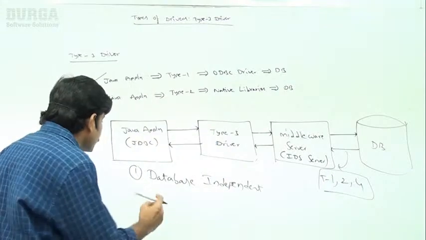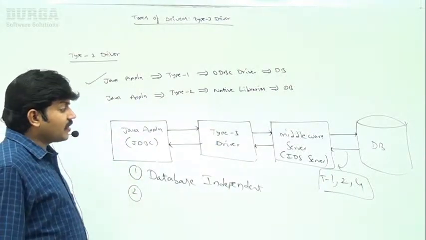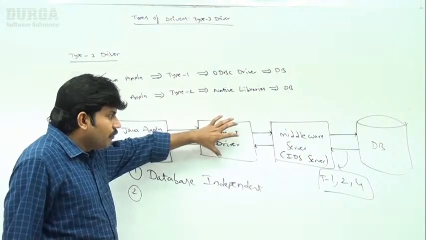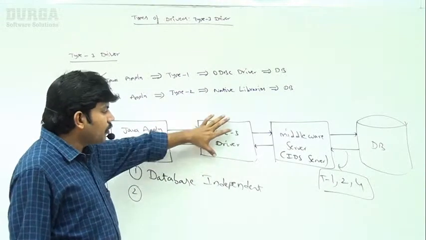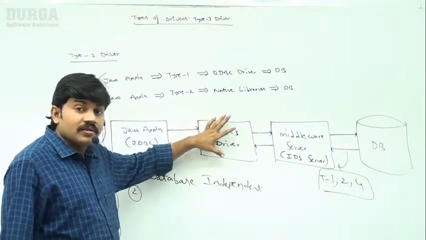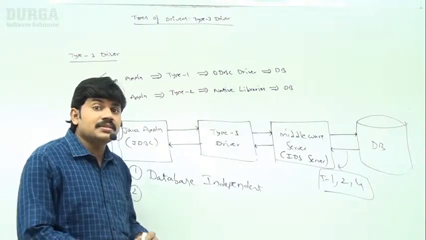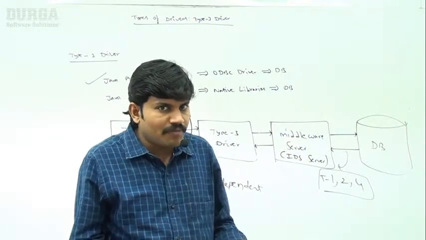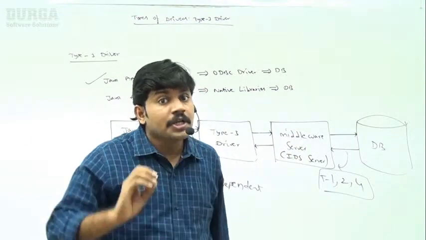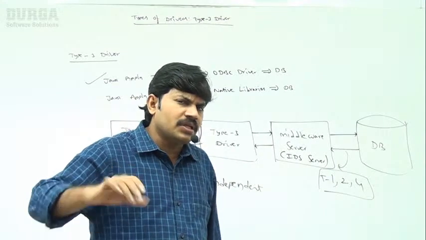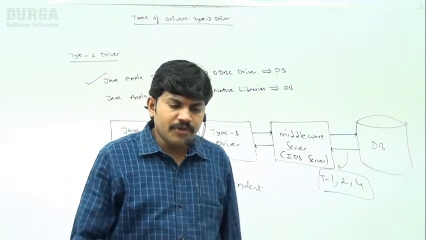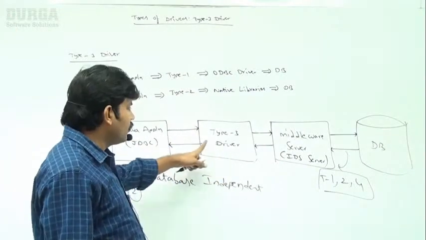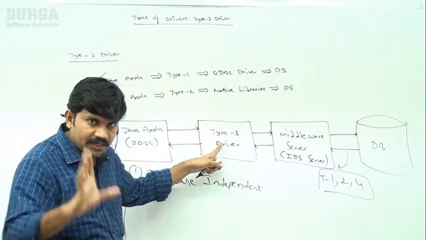Okay, that's the next one, sir. There is another biggest advantage, sir. The type 3 driver is fully developed in Java, sir. It's a pure Java driver. That's why the type 3 driver is a platform independent driver, because it is completely developed in Java, right? You can use any platform, sir. It may be Windows or Linux or Unix or Sun Solaris, no problem. For any platform you can use the same type 3 driver only. Clear for all of you?